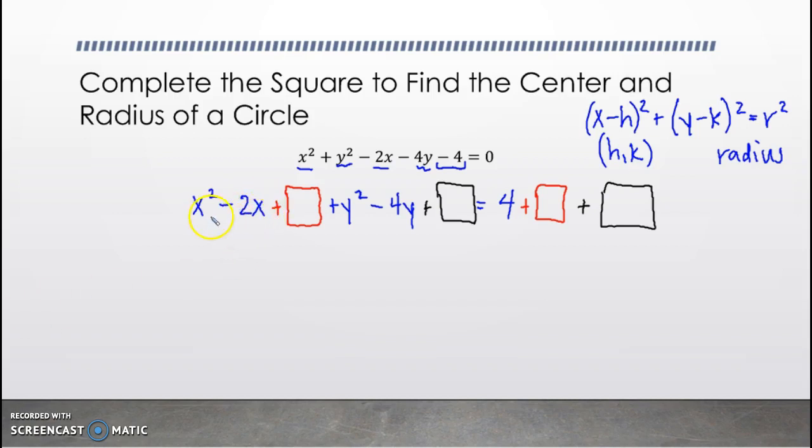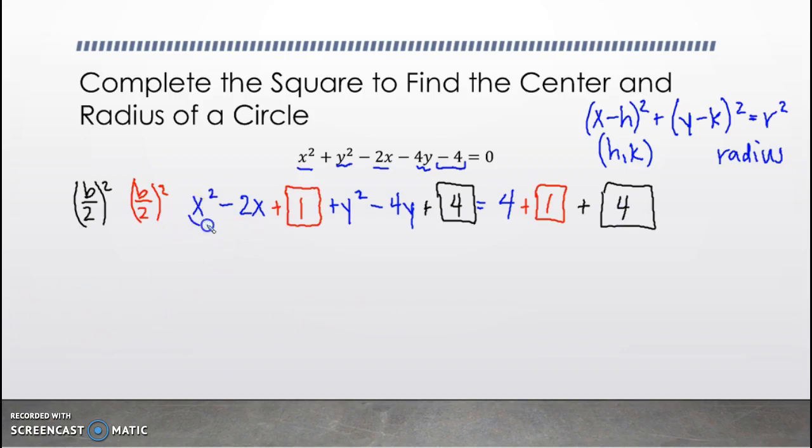So to start with, doing just the x's to complete the square. To figure out what goes inside the box, we have to do b divided by 2, squared. For the x's, my b is negative 2. Negative 2 divided by 2 is negative 1. And negative 1 squared is positive 1. So I put a positive 1 in both of the boxes. For the y's, again, b divided by 2, squared. My b for the y's is negative 4. Negative 4 divided by 2 is negative 2. And negative 2 squared is positive 4. So I put a positive 4 on both sides.